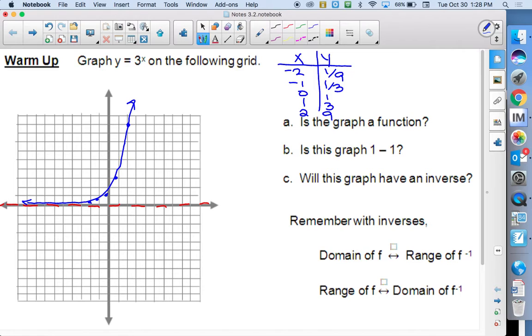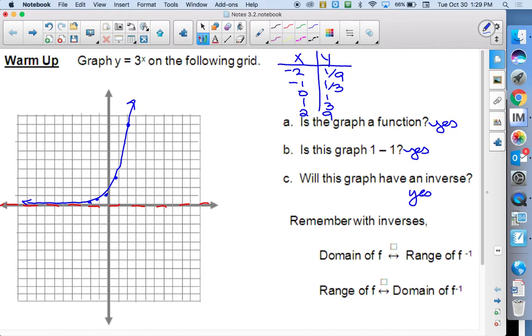So Libby, is this a function? Yes. Passes the vertical line test. Is it 1 to 1? Yes, which means it passes the horizontal line test, so does it have an inverse? Yes. If you said no to one of the above problems, then you can't find an inverse. If it's not a function, you don't have an inverse. If it's not 1 to 1, it doesn't have an inverse. So it must pass the horizontal line test to have an inverse that's also a function. So that's what that last question means. If it's 1 to 1, yes, so therefore the inverse is also a function.